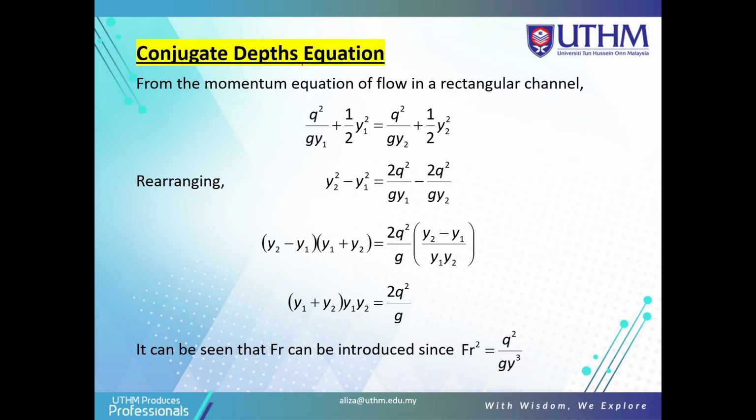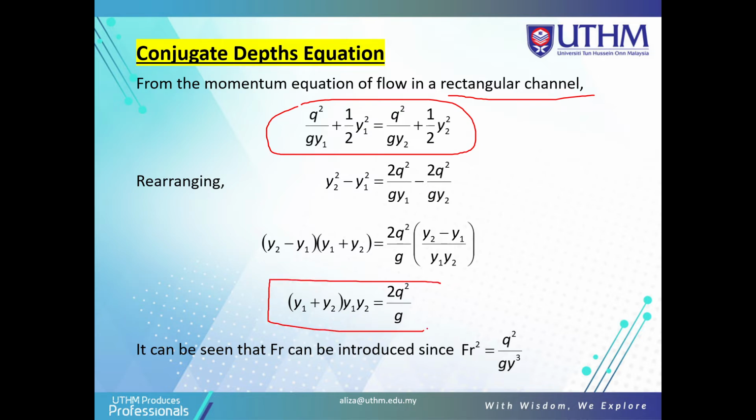So the conjugate depth equation comes from the momentum equation of the flow in a rectangular channel. We use the momentum formula here in a rectangular channel, and rearrange the formula until you get the value here, rearranging from this one to this one to this one and to this one. Then it can be seen that the Froude number can be introduced; Froude number to the power of 2, you get q squared over g y here.